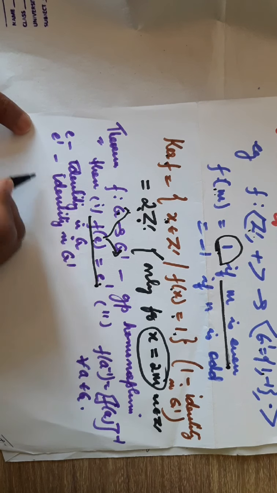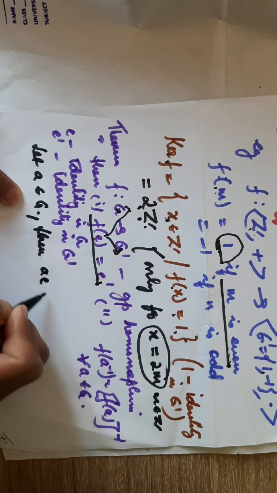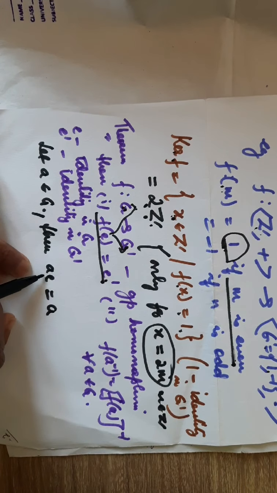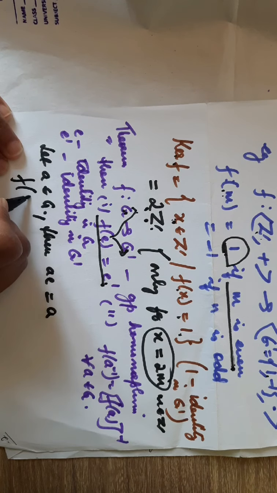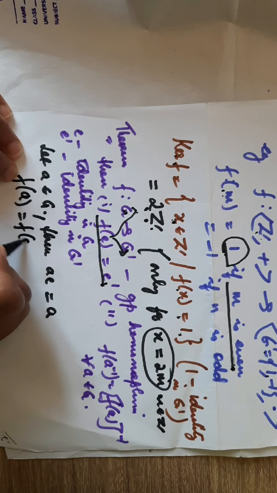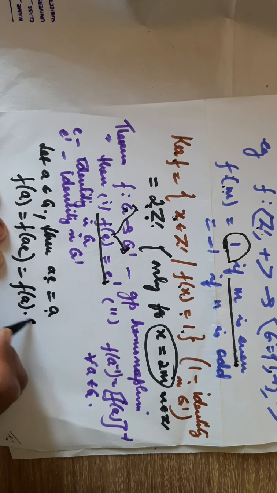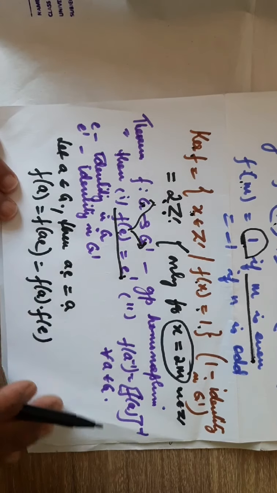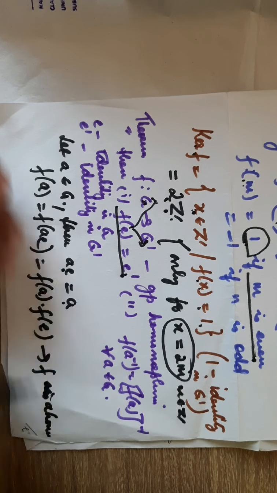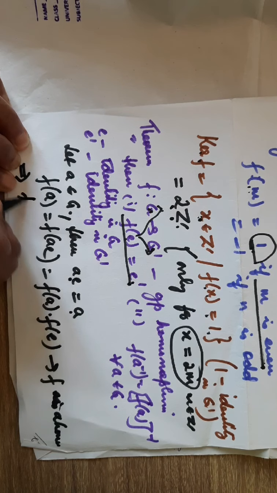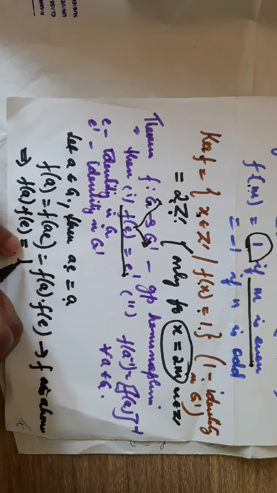So how to prove this one? Let a belong to G. Then a e will be equal to a. Why? Because e is an identity in G. So now let us find out what is f of a. f of a will be equal to f of a e, because a is equal to a e. And since f is a homomorphism, this must be equal to f of a into f of e. So this implies that f of a into f of e is equal to f of a.